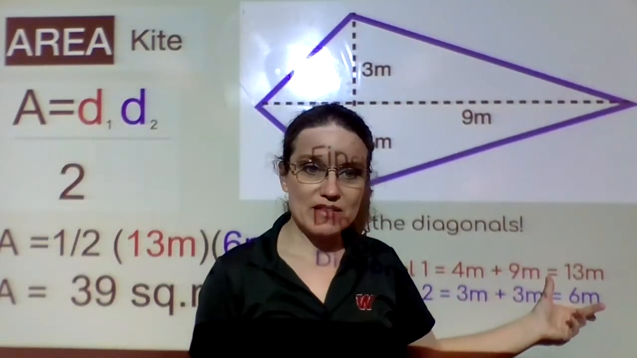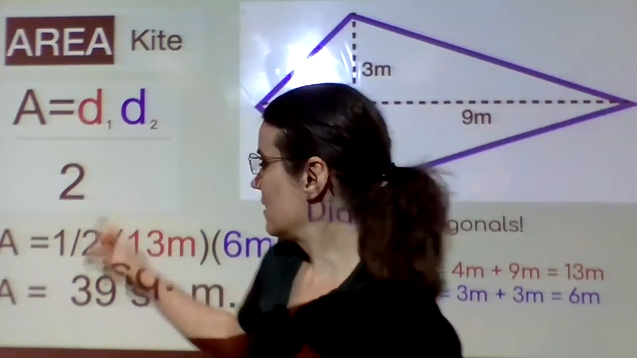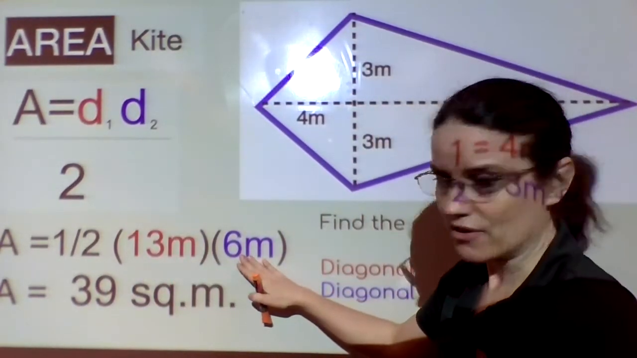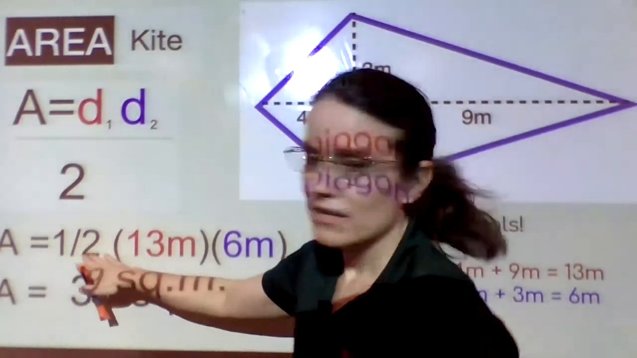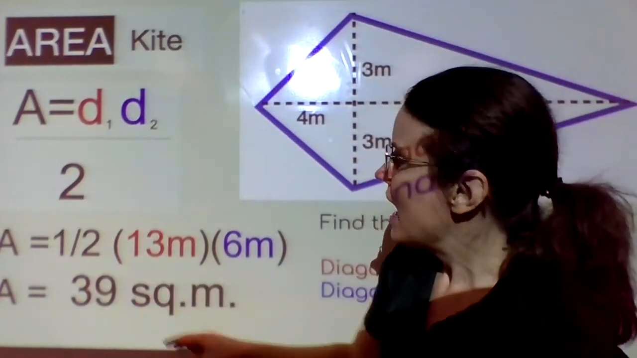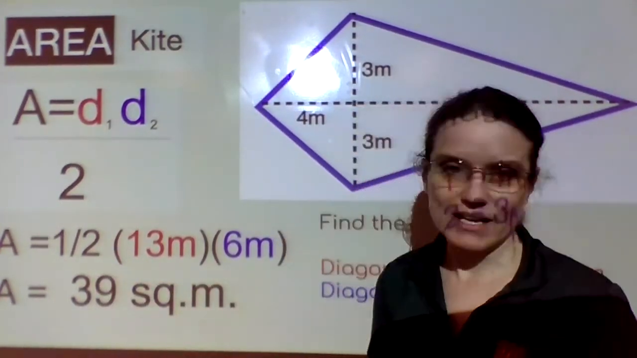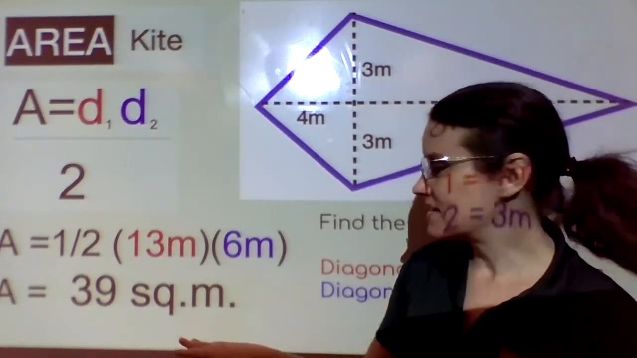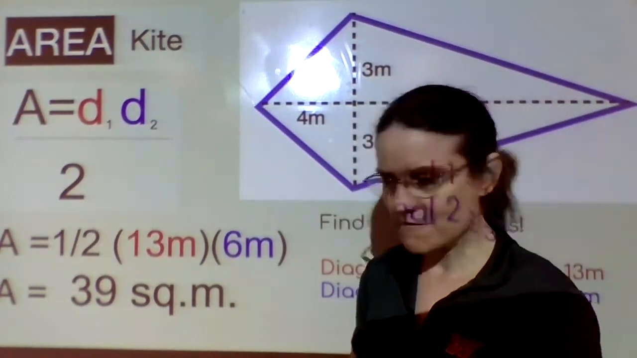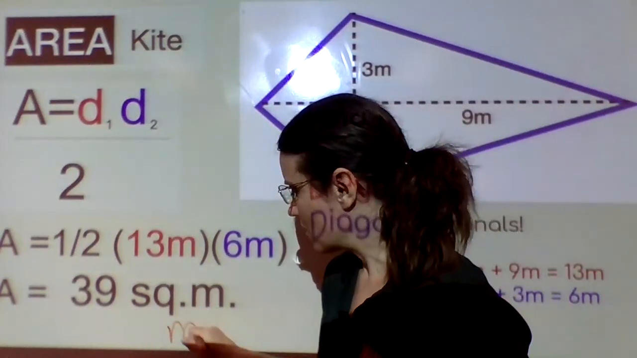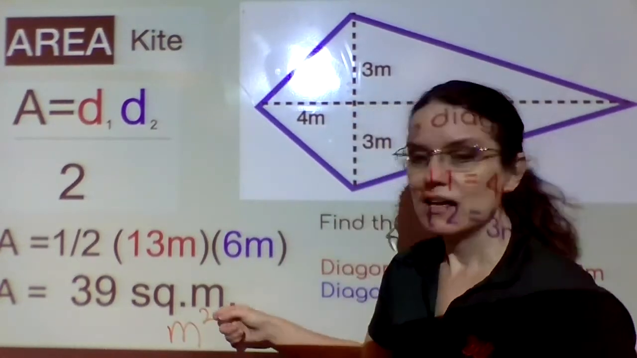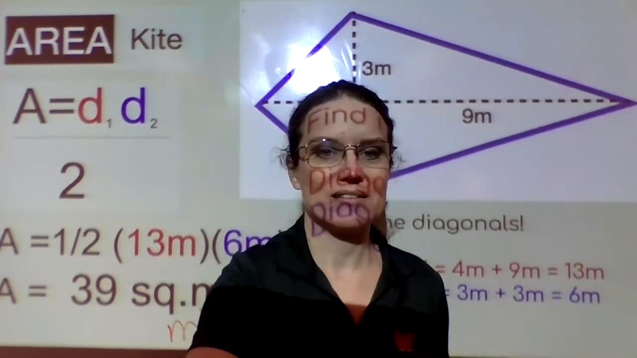These are the numbers I'm going to then use in my area formula and say, okay, I've got 13 for one diagonal, 6 for the other. Multiply them together, take half of that. Dividing by 2 is the same as taking half of it. And you're going to end up with 39 square meters. And you notice that I've written it another different way. I've abbreviated square and I've abbreviated meters. Totally fine. You could also do meters squared, whatever, as long as you don't leave your numbers naked, and when you're finding area, you always give me square units.